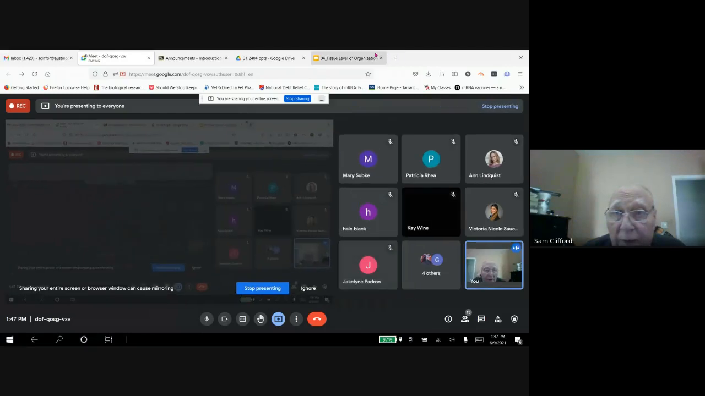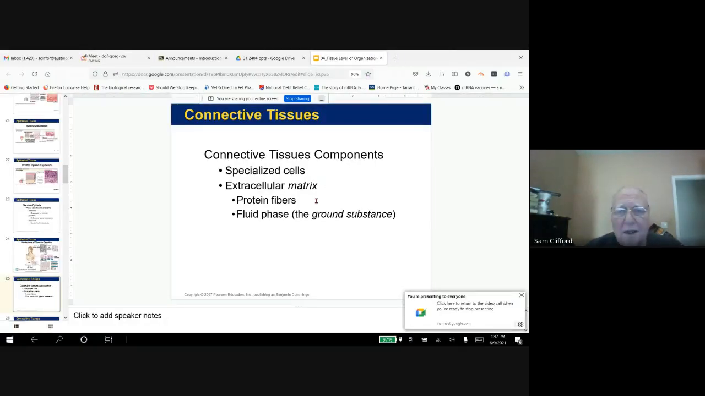We go back to the PowerPoint and we look at connective tissue, which is made up of cells like cartilage cells, bone cells, and the extracellular matrix, the jelly that the cells produce and that they are positioned in, for instance, in cartilage at the end of bones, or cartilage in your nose and your ears and so on. So there's cells and extracellular matrix.